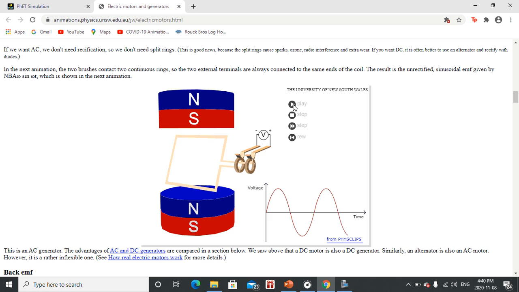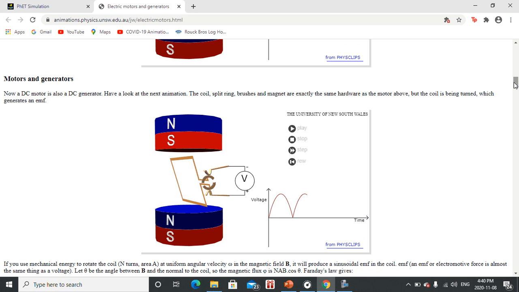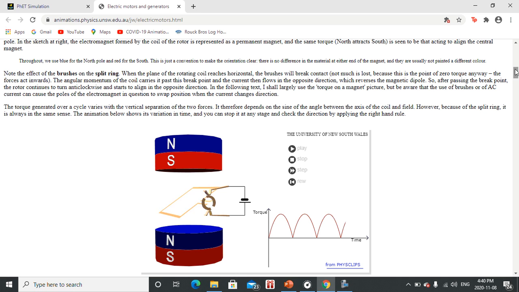So again, what to look for is when you see these two rings here, two continuous rings, that's going to be AC, and this is an AC generator. When you see the split ring, that is going to be for DC. If you're generating voltage, that is a DC generator. If you're using a battery, then that is going to be a DC motor.